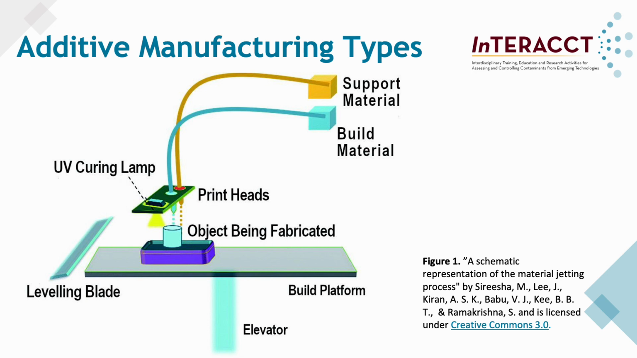Additive manufacturing is broken into 7 categories. We'll take a closer look at each of the 7 categories, which include material extrusion, material jetting, binder jetting, powder bed fusion, directed energy deposition, vat photopolymerization, and sheet lamination.